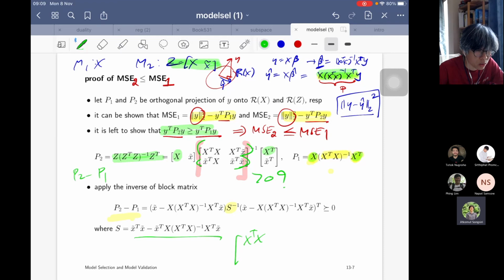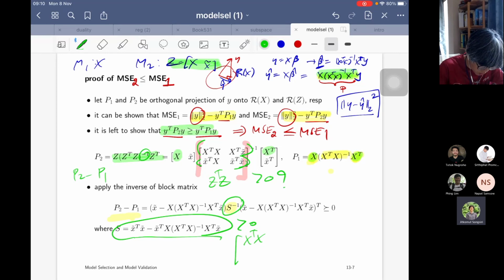Yes, because this matrix is actually Z transpose Z, right? And with the notation here, you already assume that it's positive definite. So if the matrix in the pink term is positive definite, its Schur complement is also a positive definite matrix. When S is positive definite, this inverse is also positive definite. And that's why the result is non-negative.